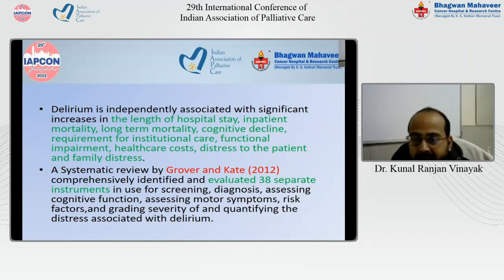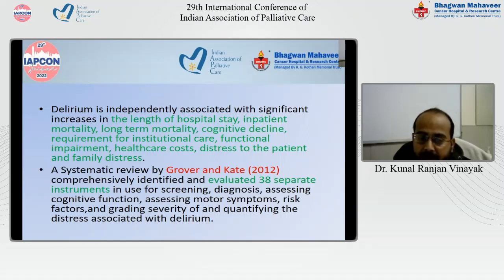Now, delirium independently is associated with an increase in the hospital stay of the patient. Inpatient mortality increases, long-term mortality increases. There is decline in cognitive function of the patient, and there is increased requirement for institutional care of the patient. Even functional impairment and healthcare cost increase, and it causes distress to the patient and the family. Therefore, we need to evaluate and manage delirium as early as possible.